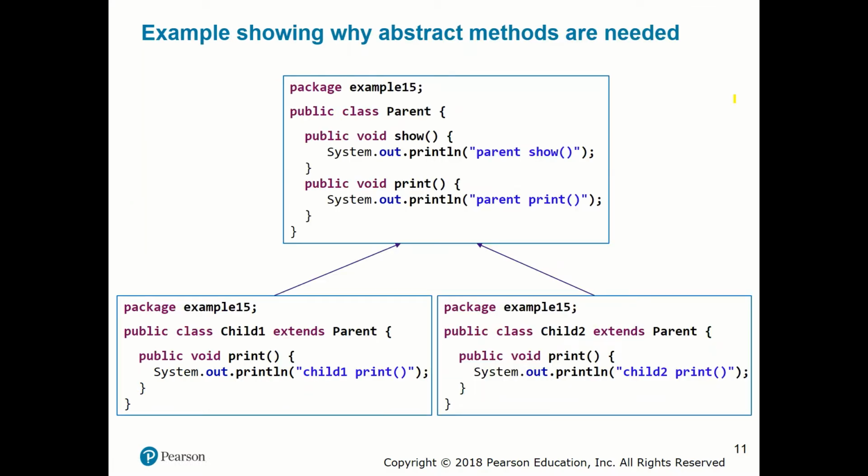Let me explain why we need abstract methods and abstract classes. Here, the parent class looks like this. This is not an abstract class. This class has two methods, show and print. And there are two child classes like this. This is the Child1 class. It has a print method, so the Child1 class overrides the print method. And here is the Child2 class. Child2 also overrides the print method. Okay, then let's see the example.